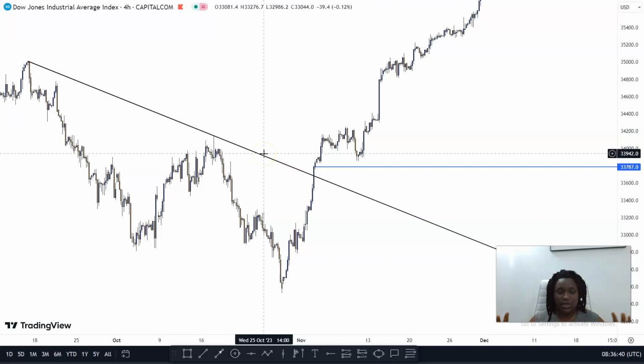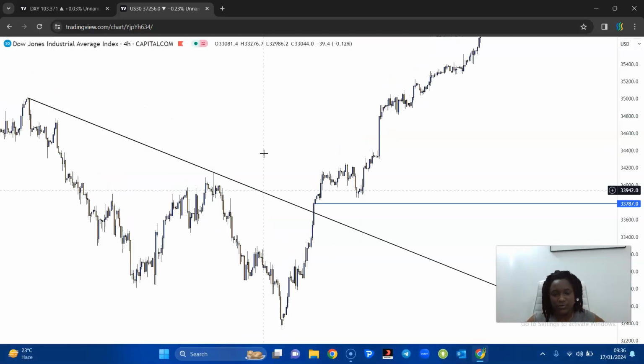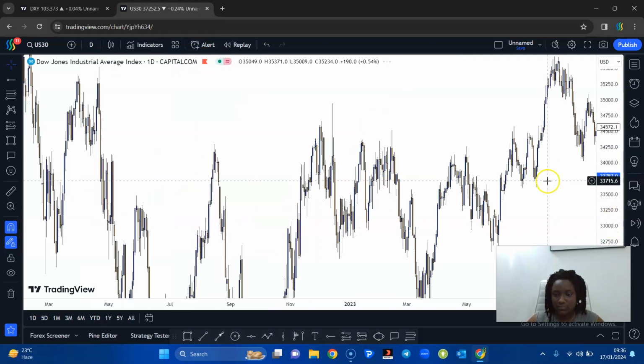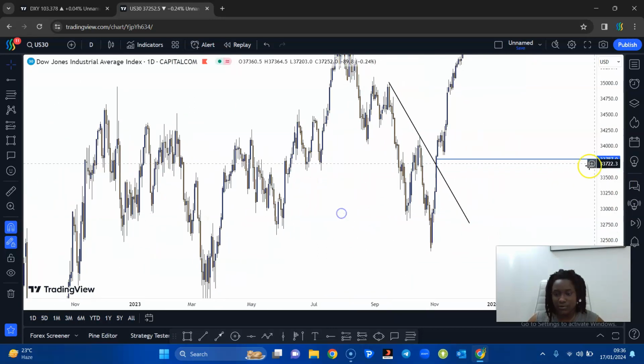Now, this is what it looks like on the H4 time frame. I'm looking at H4 and I see that everything looks so good, and I see that a major trend has been broken. This is US30 on H4. What do I do? I go back to my daily time frame. Let's look for that point on the daily time frame.